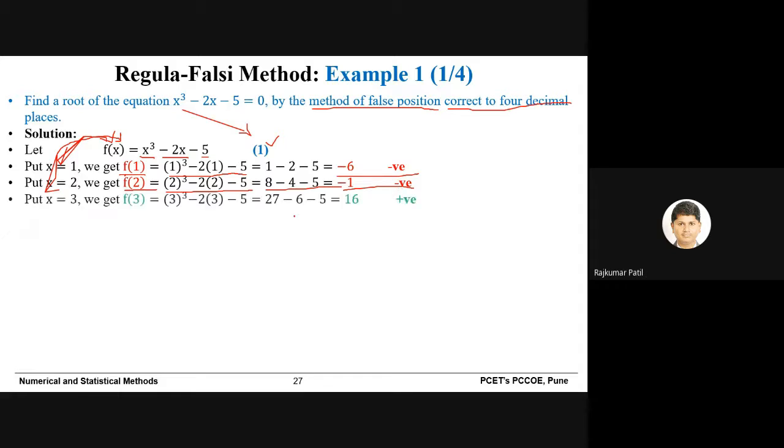Then we go to the next step, and here we put x equal to 3 in equation number 1. Once you do that, you can see that f of 3 becomes 3 cube minus 2 into 3 minus 5, and the answer is 16. So f of 3 has a positive sign. Therefore, f of 2 and f of 3 have opposite signs, and so the root lies between 2 and 3.